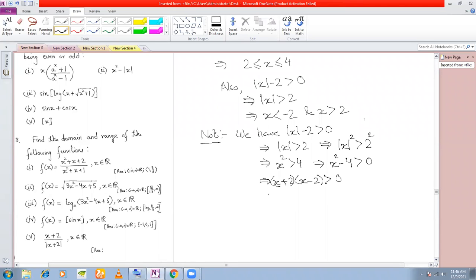Now if you see, this is a product of two linear factors. You must apply the method of intervals here, right? From the method of intervals, if you put x plus 2 is equal to 0, you get x is equal to -2. And if you put x minus 2 is equal to 0, you get x is equal to 2. So the lower one is -2. And you have a greater than sign here. So from method of intervals, we must have x less than -2 and x greater than 2, right? So that is the result that we have got here. Okay. So that was the explanation for this.